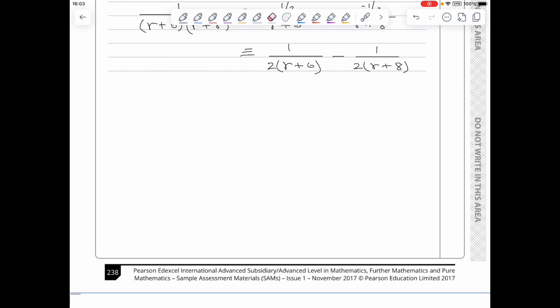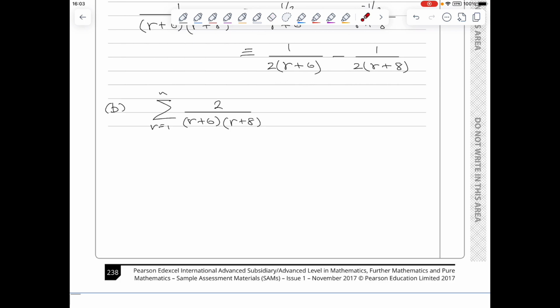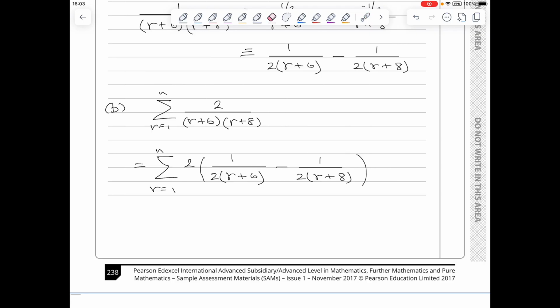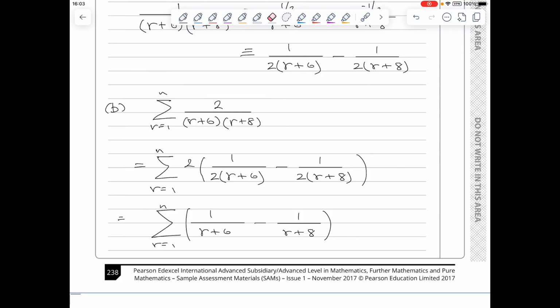For part B, I need to find the following summation. Notice, with the exception of the 2 here, everything else is equal to my expression in part A. So I can write this summation as 2 times the 2 partial fractions I found, and now that 2 can cancel out with those 2's and get this form.